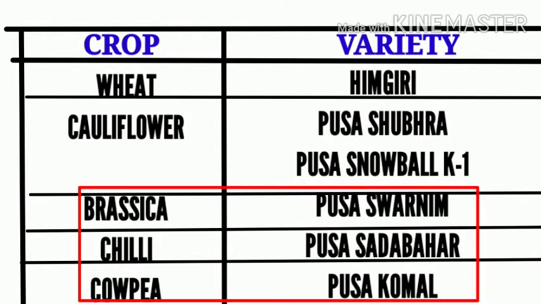Now for the three crops that are left, I have arranged them in alphabetical order: brassica, chili and cowpea, so that at first comes B, then CH and then CO. But in the column for variety, I have arranged them in alphabetical order from bottom to top: Pusa Komal, Pusa Sadabahar and Pusa Swarnim. So that first comes K, then SA, then SW.